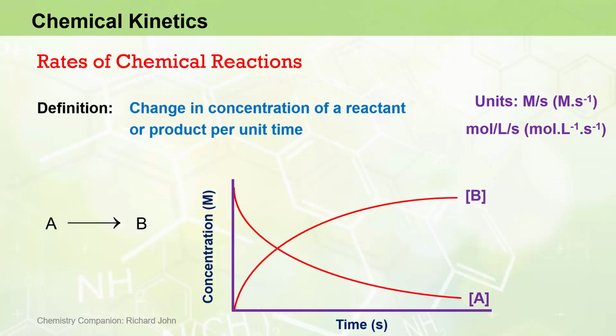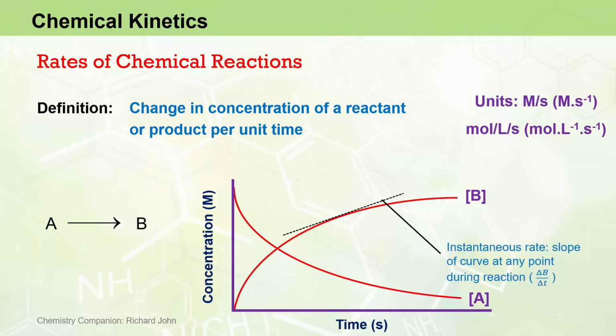By convention, we use square brackets around a chemical formula to indicate that we are referring to the concentration of that substance. The rate of reaction for this reaction can be determined from the slope of these curves at any point during the reaction. This is known as the instantaneous rate and is determined by calculating the slope of the tangent of these curves and by considering the change in concentration of a reactant or product divided by the change in time. And we use the Greek capital delta to indicate a change in concentration of B, for example, delta B, and a change in time, delta T.